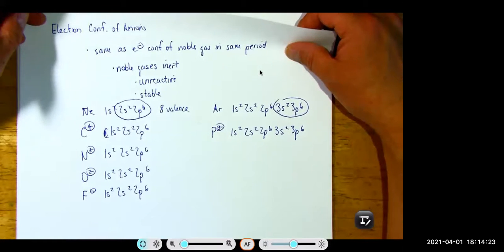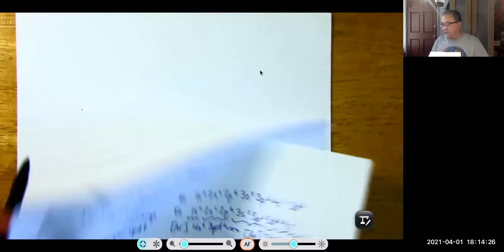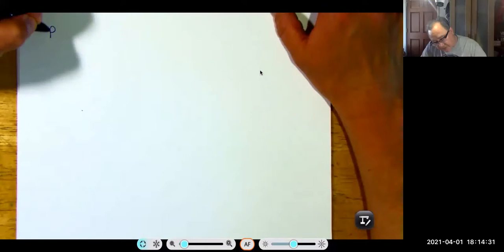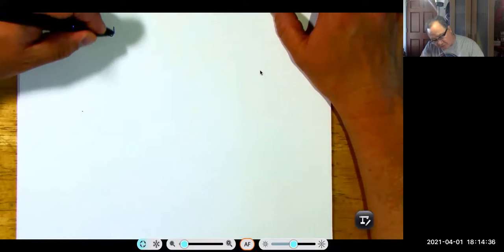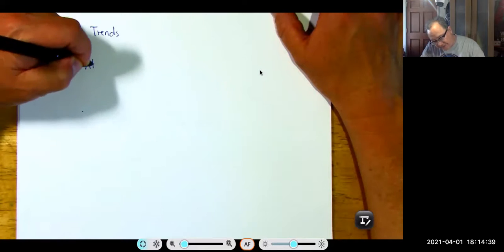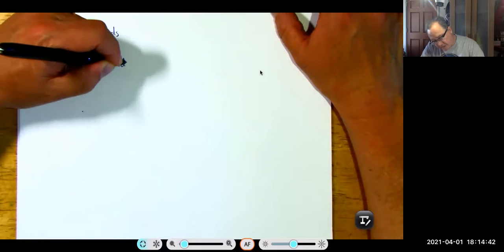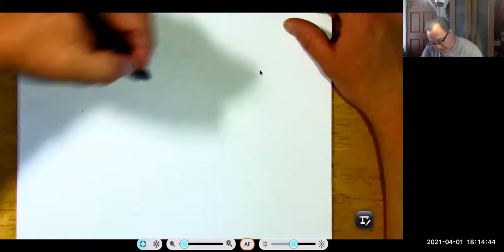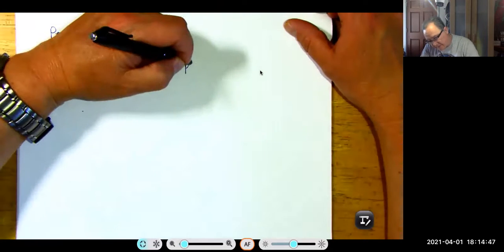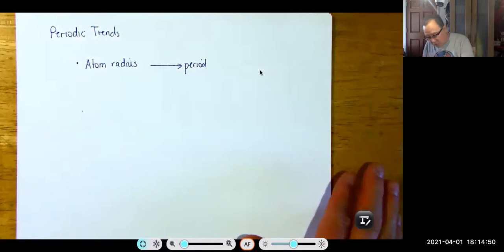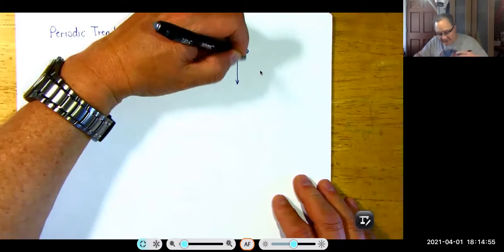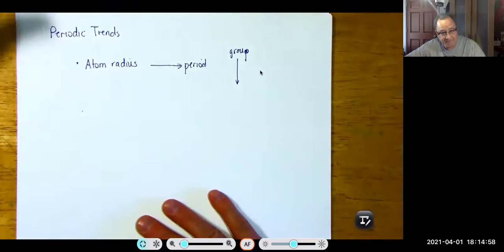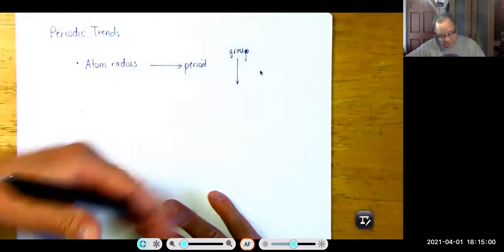Okay, so now we're going to look at periodic trends. And there are 4 basic periodic trends that we're going to look at. And I'm going to list the 4. We look at atom radius. And when we look at atom radius, we're going to look in a period, so we're going to look in a row. We're also going to look in a group. And what we want to try to understand is, is there a trend in the period? And is there a trend in the group?